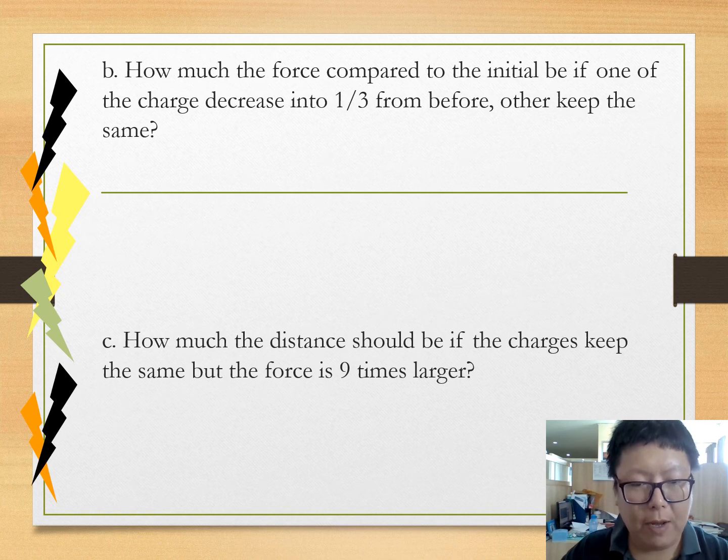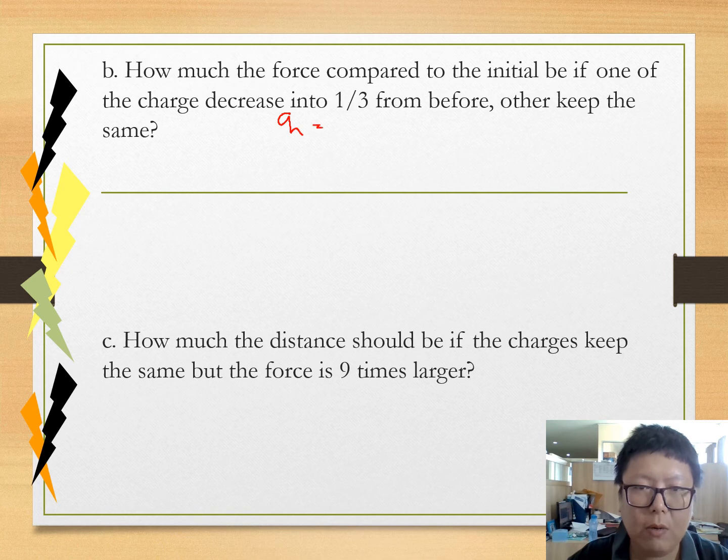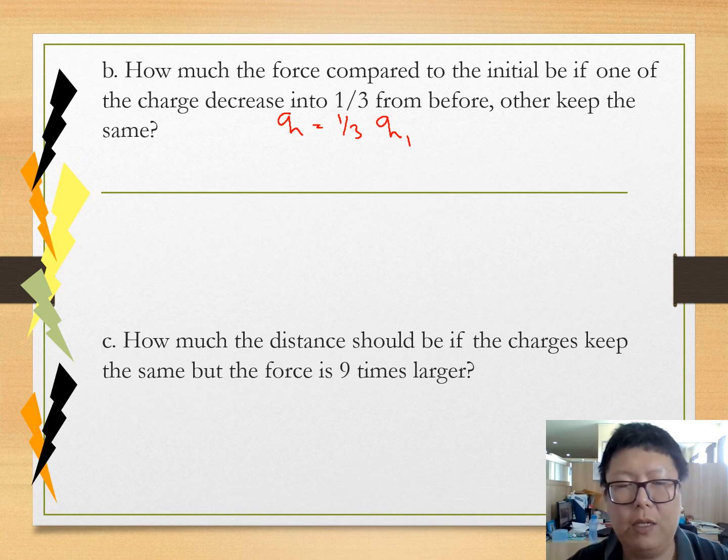So how about if one of the charges decreases to 1/3 of before? Or we can say that the Q is 1/3 of the previous Q. Okay, so how to do this? You have two options. The first one is you count the new Q, and then after that you do it like the previous example. But I don't suggest it because it's longer. I prefer to use the ratio.